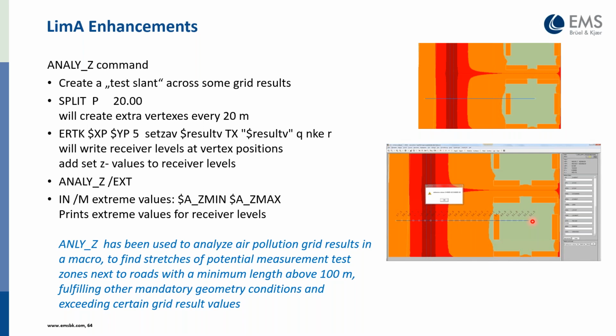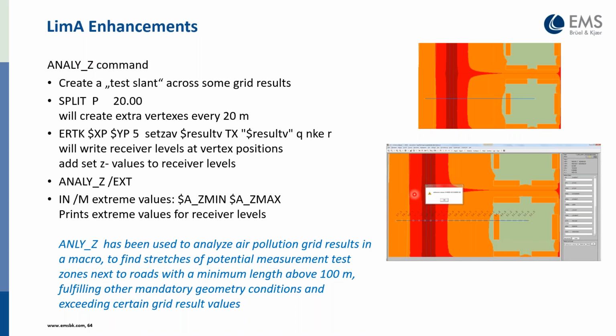Now on the bottom of the screen here, you can see it's also possible to display the individual points along this line here in the decibel values. So for example, you've got high levels here and you've got lower levels going away from the road and even lower levels here in this hidden, shielded area. But it's maybe not so easy to find out what the highest value and what the lowest values are. And that's what the analyze Z command does.